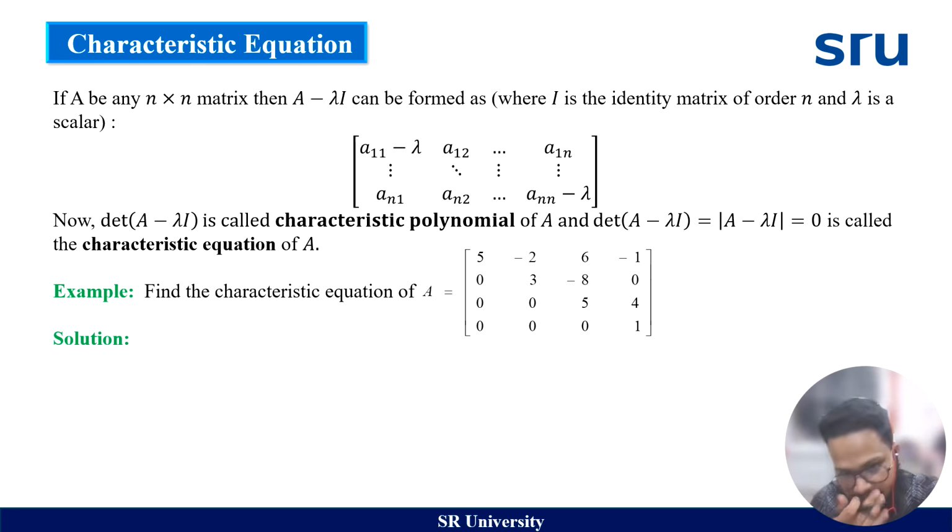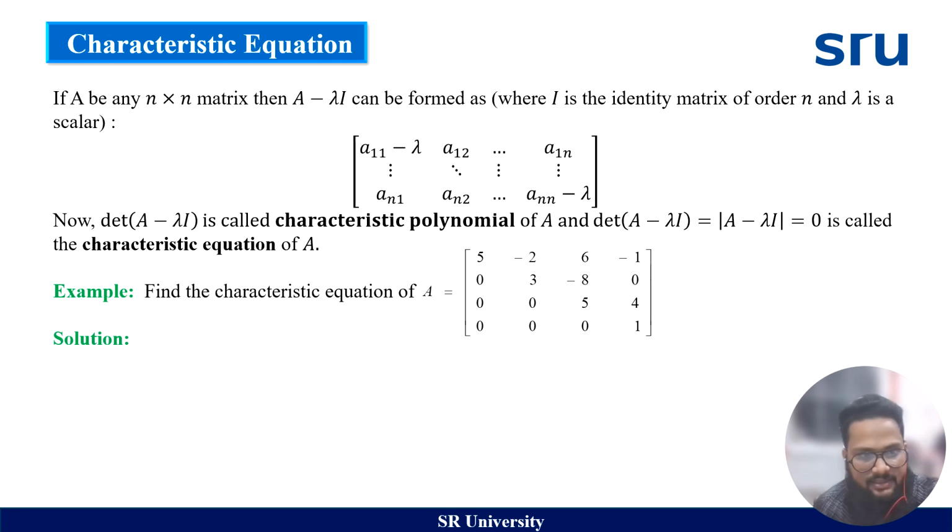If you discuss the characteristic equation of a matrix, suppose you have a matrix of order n by n, that means n columns and n rows. Then the characteristic polynomial is the determinant of A minus lambda I. Okay, so lambda is a scalar.